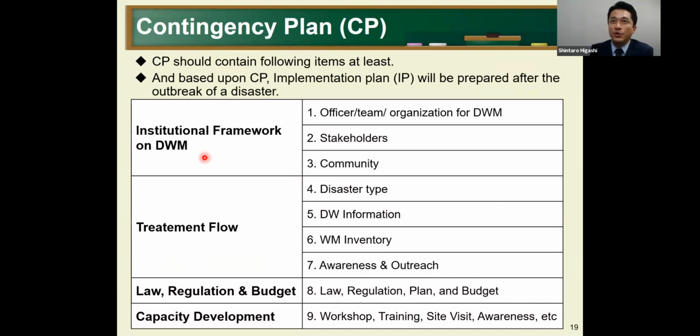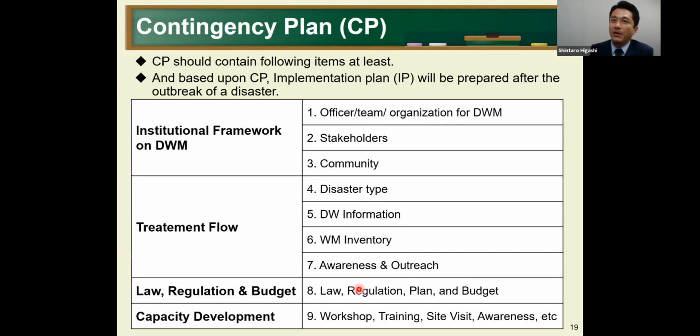So the first point is the institutional framework on disaster waste management. Officer, team organization for disaster waste management, and we should identify stakeholders, their expectations and their roles or responsibilities. And we also should involve the community. Next one is treatment flow. As we discussed, we have to identify disaster type. We should collect disaster waste information, and we should prepare a waste management inventory. And this has a strong relation with waste management in normal time. And we should enhance awareness and outreach.